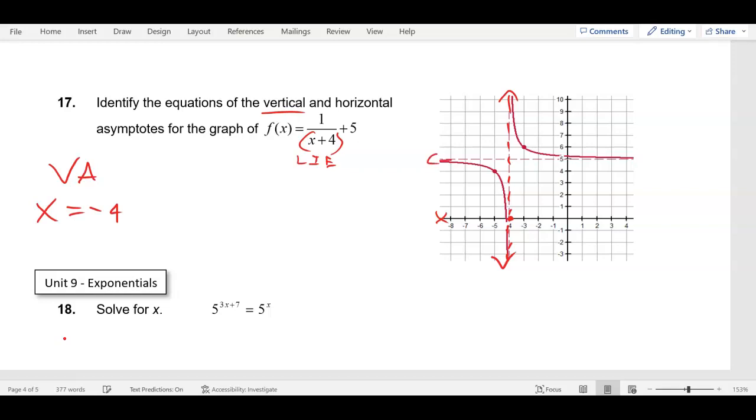Then the horizontal, going left and right, it goes through +5. Again, you can use this number for horizontal. Horizontal is going through this point, touching the y-axis, y equals +5. Okay.